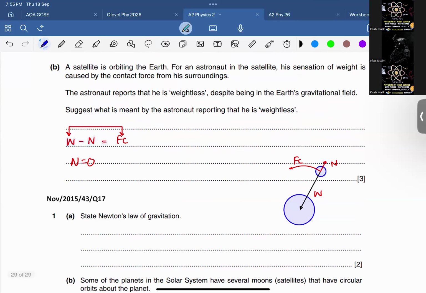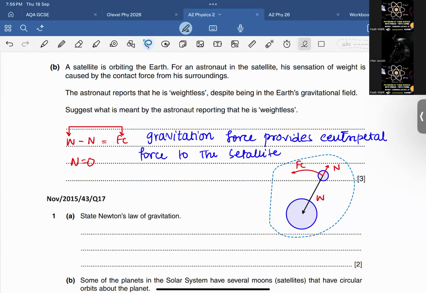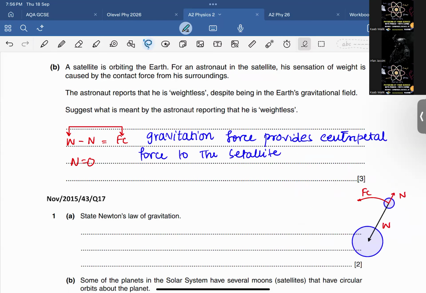Okay, let me just write it down. Gravitational force provides the centripetal force to the satellite. Okay, this is the first thing.